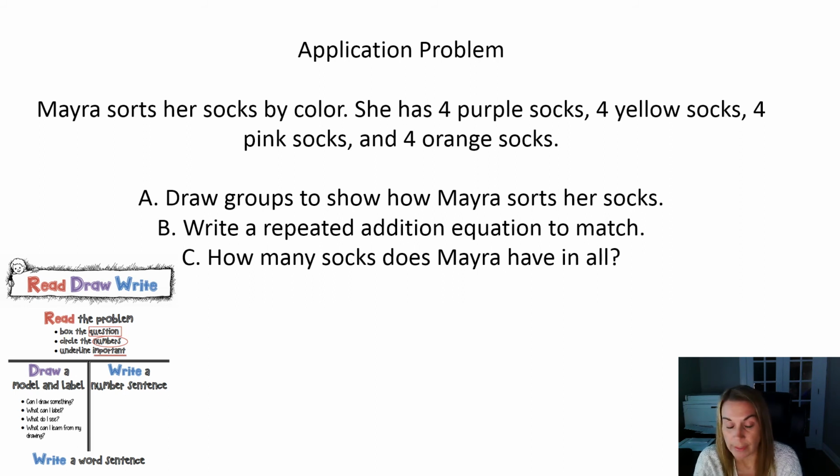So I want you to take a minute and get out your crayons at home and a piece of paper and draw 4 purple socks, 4 yellow socks, 4 pink socks, and 4 orange socks. And then write that repeated addition equation to match and solve. Okay, so at this time I would give them a little independent time, a few minutes to solve this problem where they could draw out their picture with the socks, write the repeated addition sentence, and then solve the problem. And then we would come back together and we would discuss how they solved their problem and what they have as their answer.